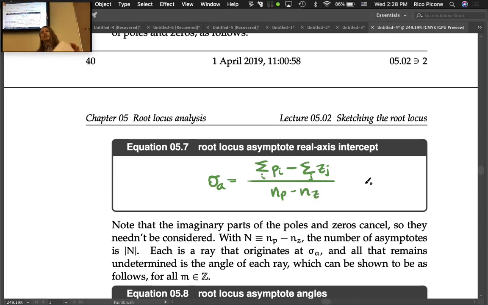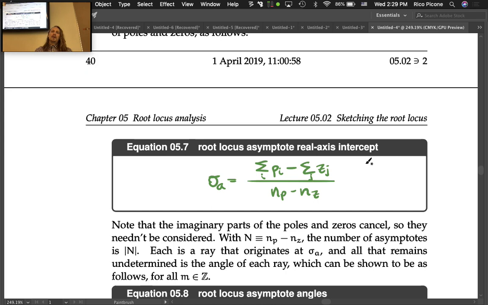So it's kind of like an average, but it's an average in which the zeros count as negative and the poles count as positive. But notice that since poles and zeros always show up in complex conjugate pairs, if you sum them up, the imaginary parts always cancel each other out. So you end up only needing to consider the real parts of the poles and the zeros. If you want to keep the imaginary parts around, it's fine. They're just all going to cancel. And maybe it's good to keep them around, because if they don't cancel, then something's messed up.